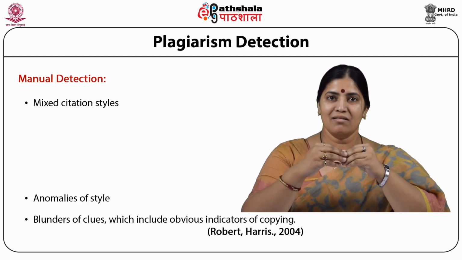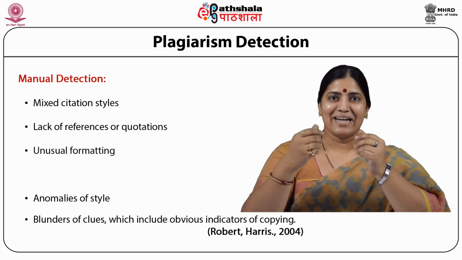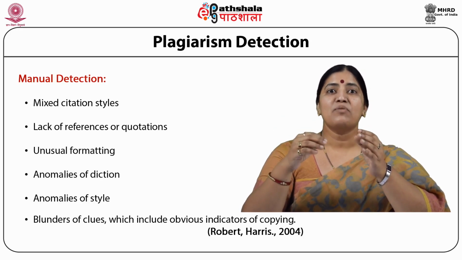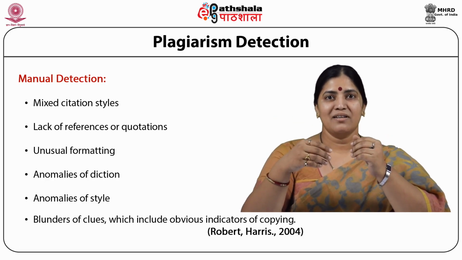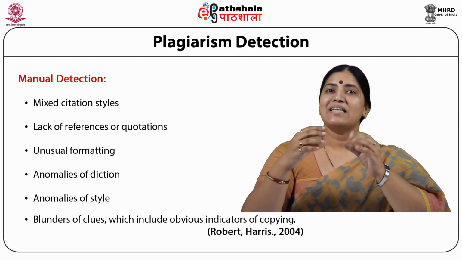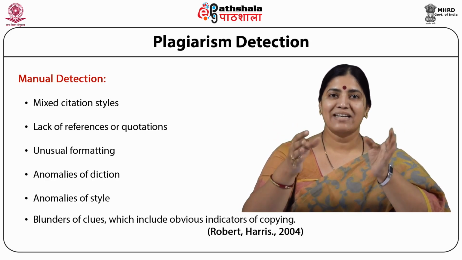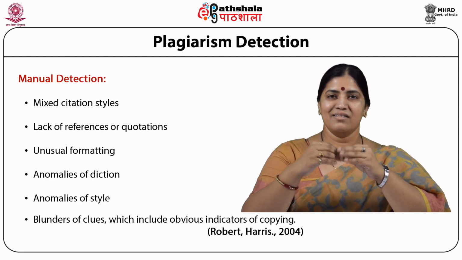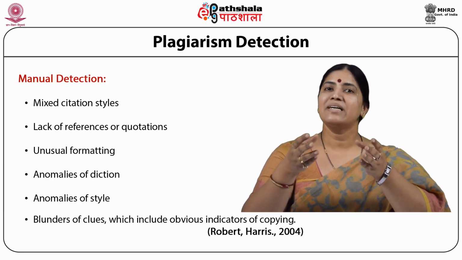The other ways are mixed references, unusual formatting, and anomalies in diction, and different blunders giving clues. For example, if a paper has been plagiarized, the cross-references taken from other papers are not properly cited, giving clues to the blunders they have made. This way, the manual detection of plagiarism can take place.